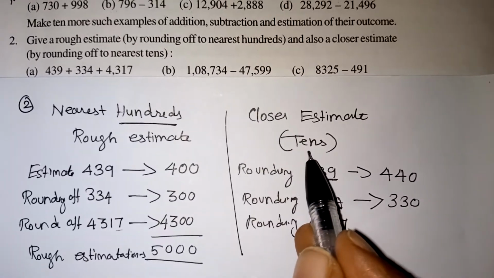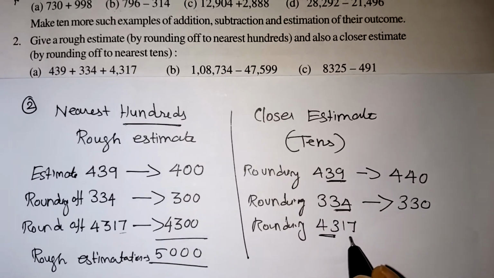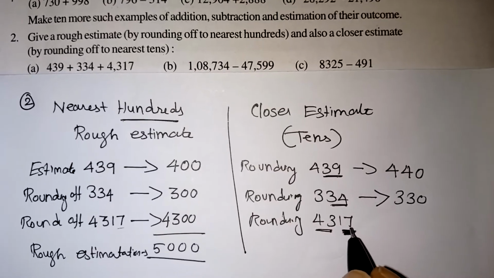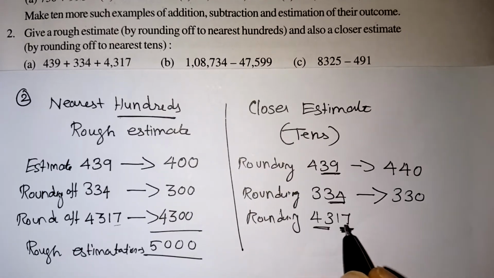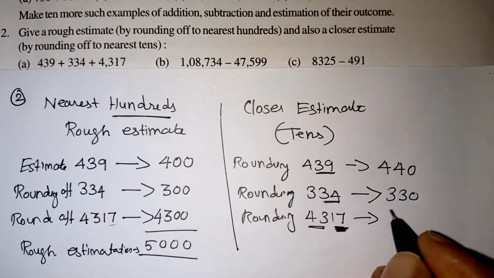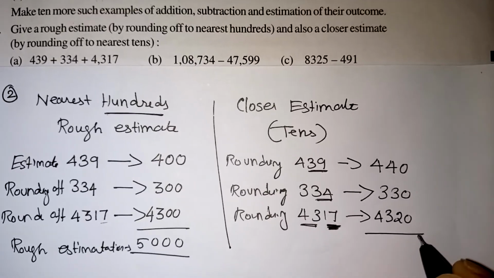Again rounding off 4317. Here we are going for only tens, so the 1000 and 100 places you keep as they are. Only the 17 we have to go for the estimation. 17 is nearest to 10 or 20, we have to think. This is nearest to 20 only. So we have to write 4320. After writing we should add.